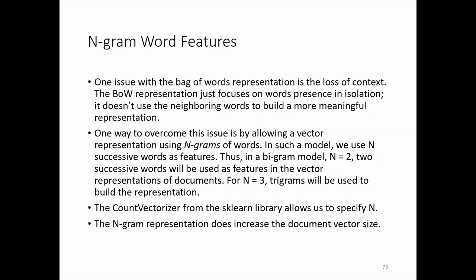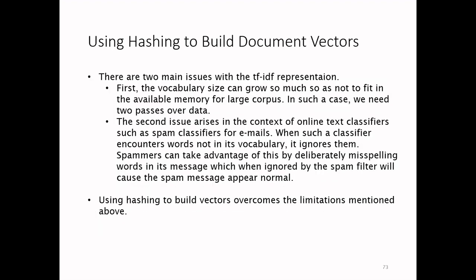Basically, we will look at some examples and you will find that bigram or trigram models are pretty useful to build the representation. All right. And we will make use of the sklearn library. And there is an object in the sklearn library called CountVectorizer. That allows us to build document representations using 1-grams, 2-grams, 3-grams, and so forth. All right. N-gram representation does increase the document vector size. So that is the downside. All right. So we'll look at some examples.